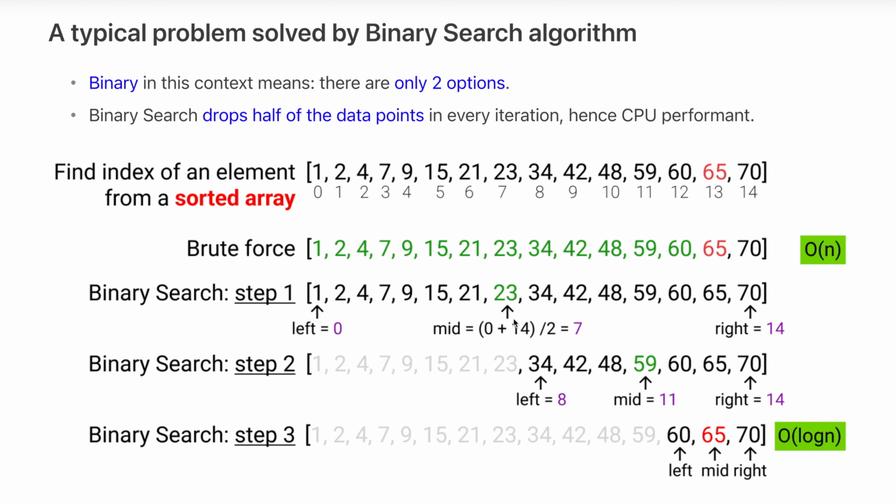So we actually only consider 23, 59, and 65. That is much faster than considering every single element in this array, like the brute force solution. And every time we see that we drop half of the data points in each iteration like this, the time complexity is O(log n). It's exponentially fast, and O(log n) is better than O(n). And that is how binary search works. It takes advantage of the sorted array to not visit unmeaningful data points.